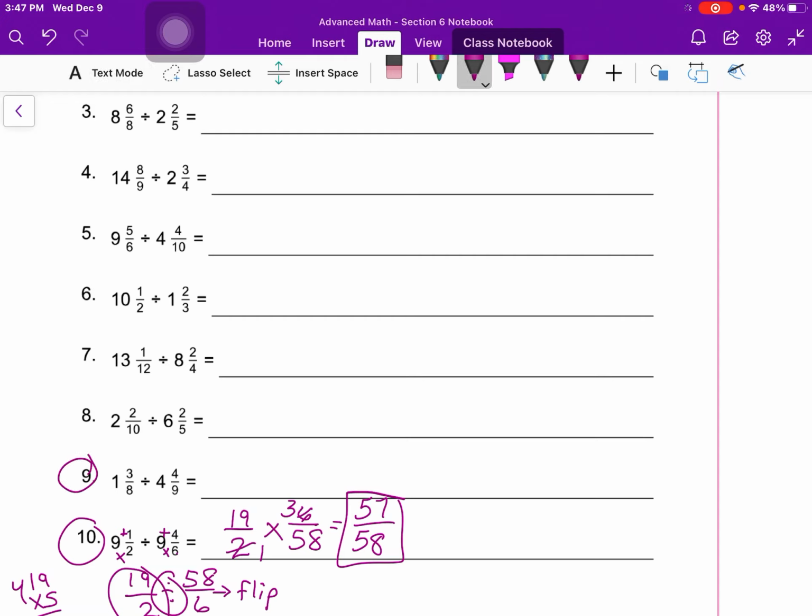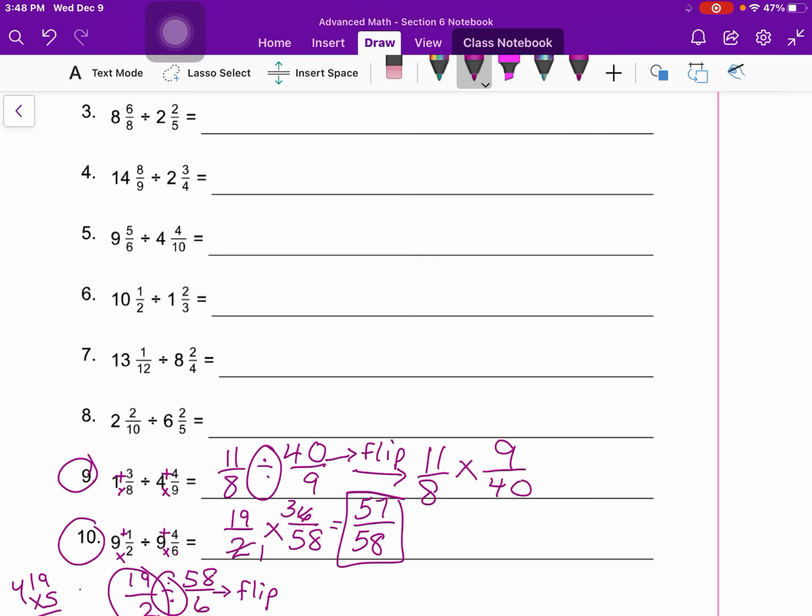Again, change them to improper fractions. So 8 times 1 is 8, plus 3 would be 11 eighths. Divided by, and here we do 9 times 4 is 36, plus 4 would be 40 over 9. Now we do our keep, change, flip. So we keep the first fraction, we change the sign, and then we flip the second fraction, so it becomes 9 over 40. We look for anywhere that we might be able to simplify.